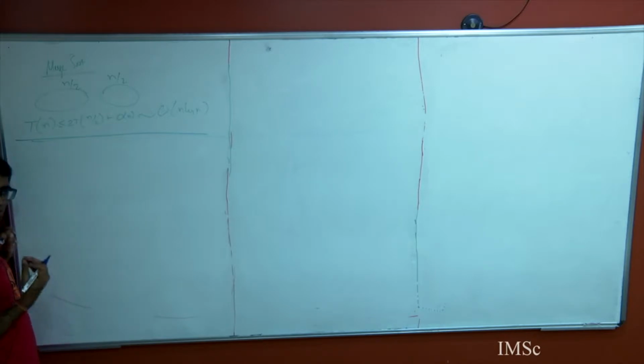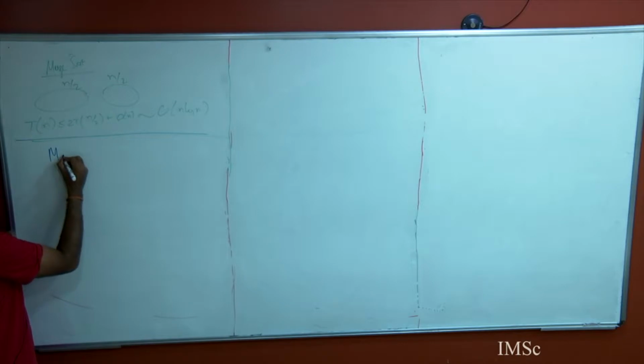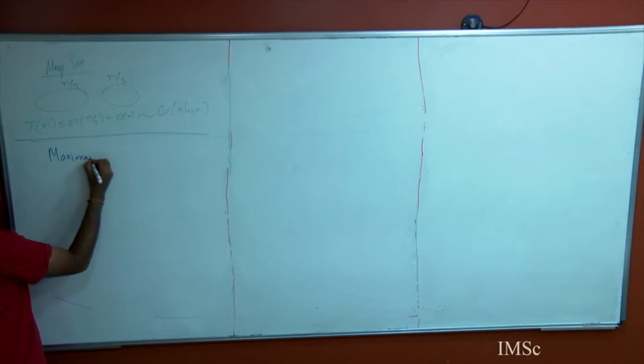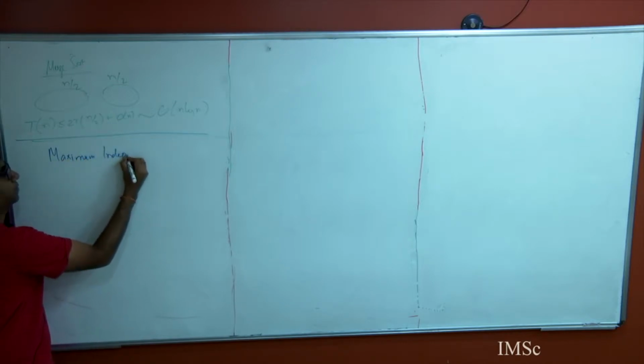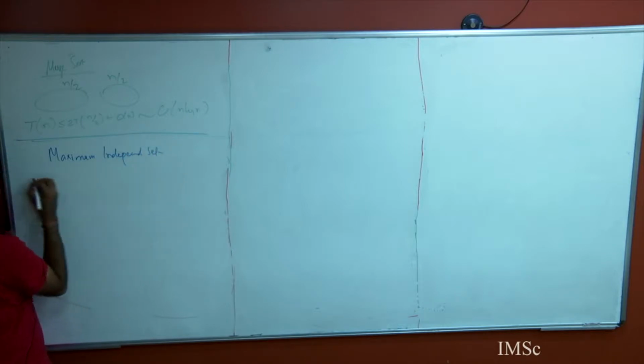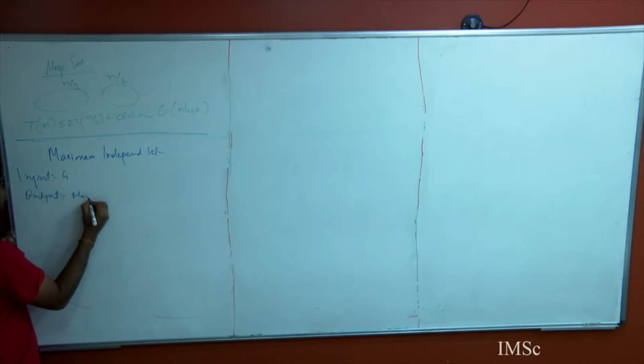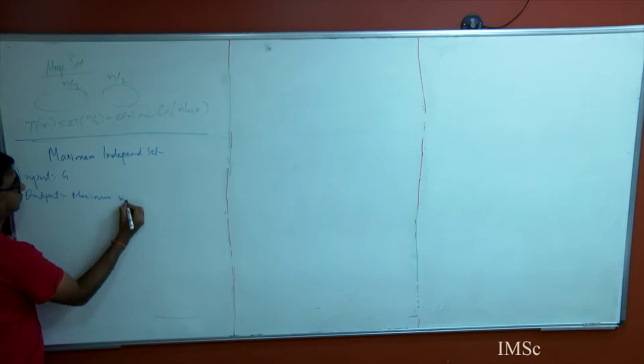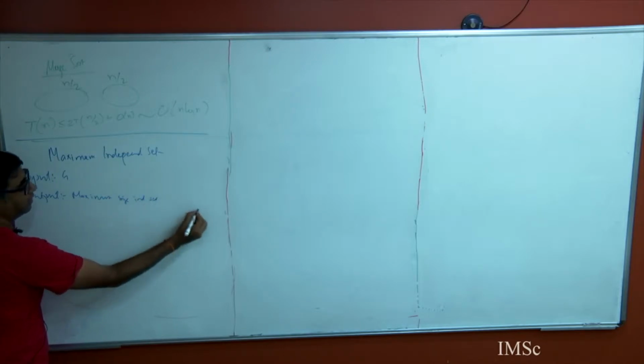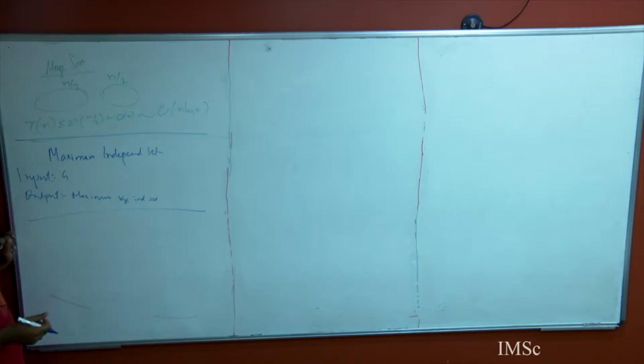Okay. I want to solve maximum independent set. You know what maximum independent set is, right? Input is G, output is a maximum size independent set. You could also have weights, then we will ask for a maximum weight independent set. So do you know any algorithm for this problem, to find a maximum weight independent set? Any algorithm.